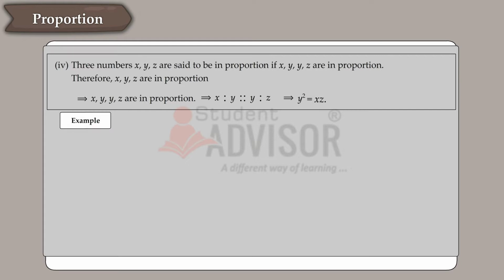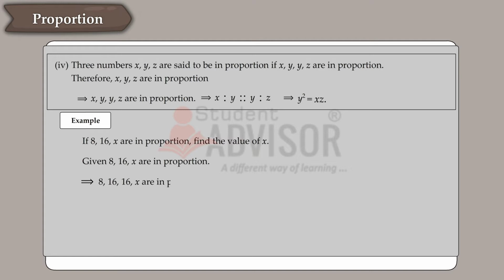Study the given example. If 8, 16, x are in proportion, find the value of x. Given 8, 16, x are in proportion. Implies that 8, 16, 16, x are in proportion. Implies that 8 is to 16 is equal to 16 is to x. Implies that 8x is equal to 16 squared. Implies that x is equal to 16 squared over 8, which is equal to 32.